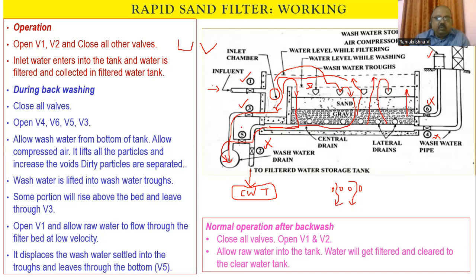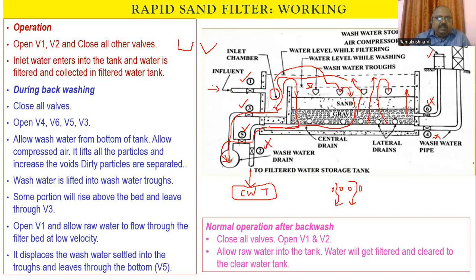So which valve is open now? Valve number 5. Still some dirty water is there. That will also come out through valve number 3 and everything is collected here. So valve number 3 and valve number 5 are used to collect dirty water into this wash water drain. Valve number 2 is used to collect the filtered, clear water. Valve number 1 is used to collect the raw water. Only 4 and 6 are used during the backwash.